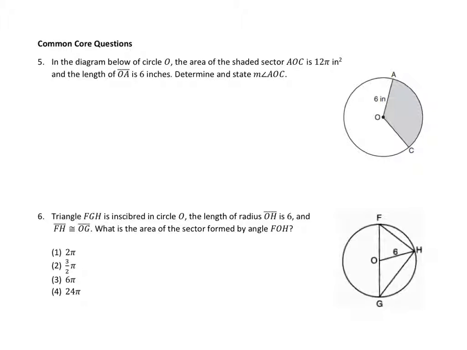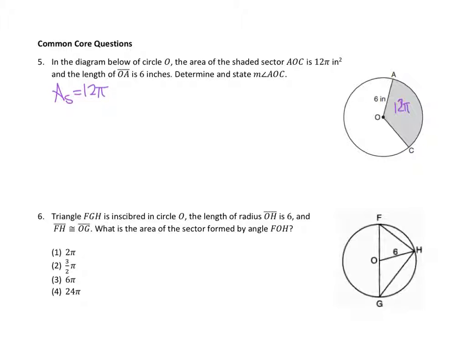It says in the diagram below of circle O, the area of the shaded sector AOC is 12 pi. Now your copy might be a little bit dark, but if you can, try to label the shaded part as 12 pi. And maybe we'll just write ourselves a note, area of the sector equals 12 pi.